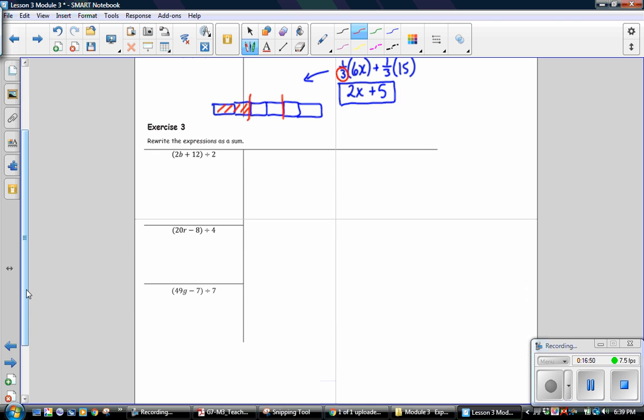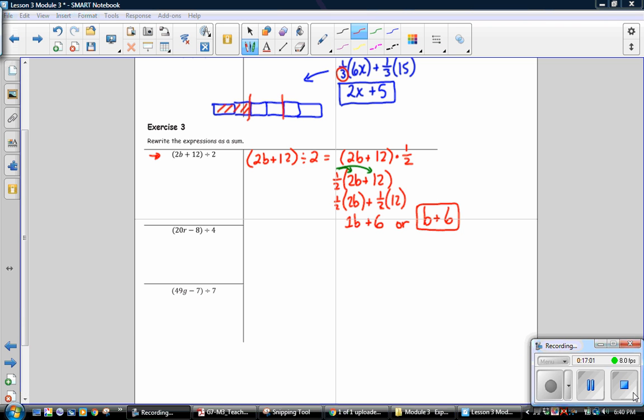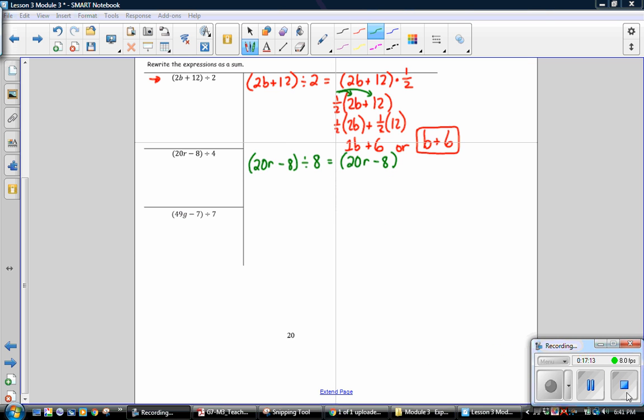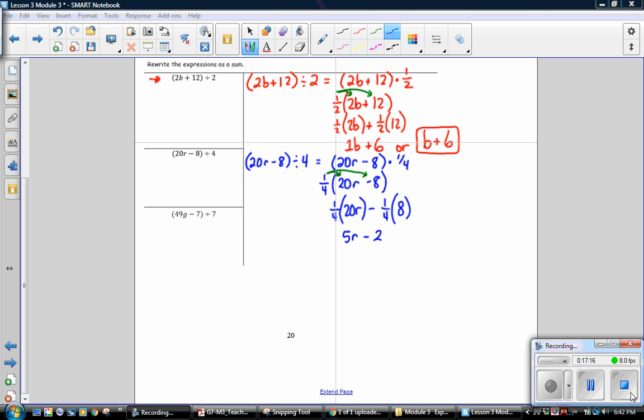Exercise 3. Rewrite the expression as a sum. Pause the video and solve this problem, then resume the video to check your answer. Notice in your answer that 1b plus 6 is equivalent to b plus 6. Pause the video and try the next problem, then resume it to check your answer. Our final answer is 5r minus 2. So even though this was subtraction, the distributive property works in the same way.